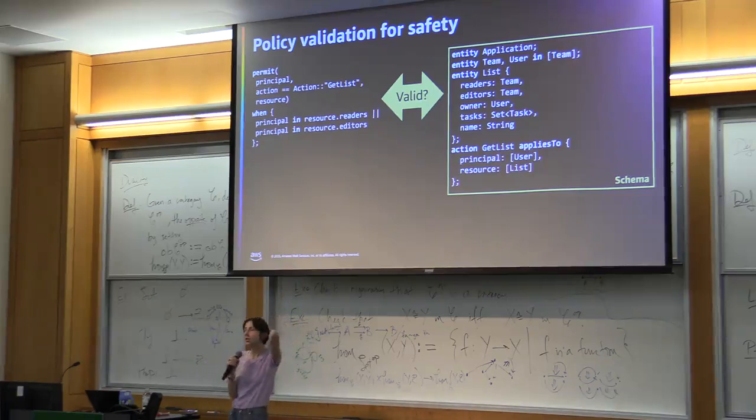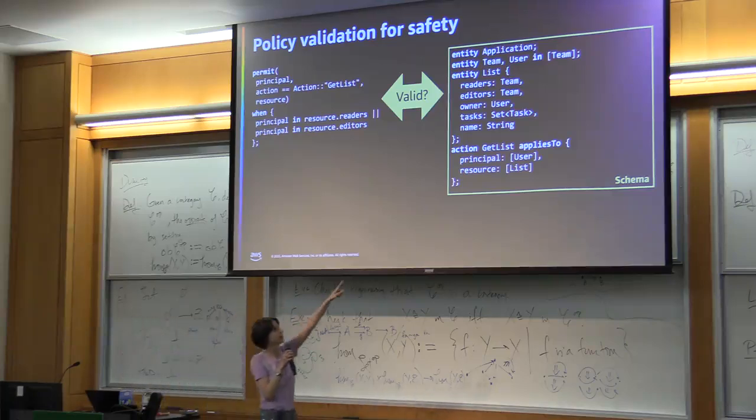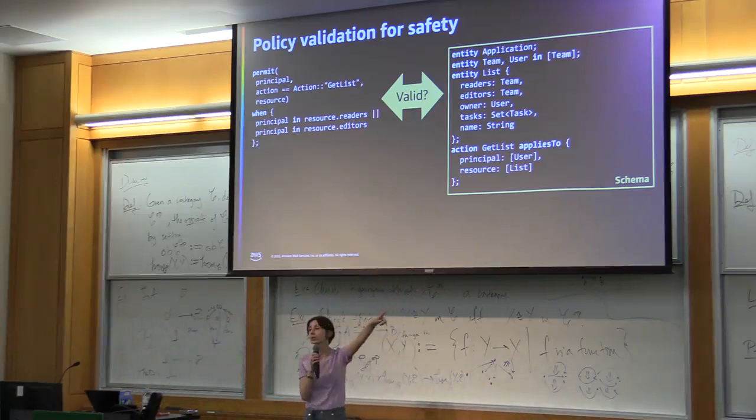An important part of the schema is this action bit. Actions are actually special kinds of entities, and you can think of them as polymorphic method signatures, right? It says what principal types and what resource types an action can be applied to. So when you're constructing your request and you choose an action, then the set of principal types that you can put in that request is limited by the principal declaration here, and the set of resource types that you can put in the request is limited by the resource declaration here.